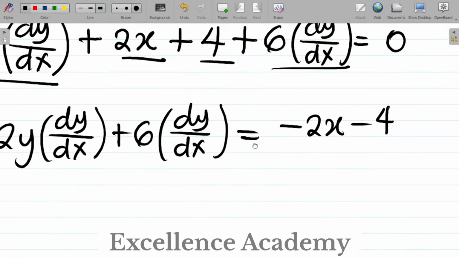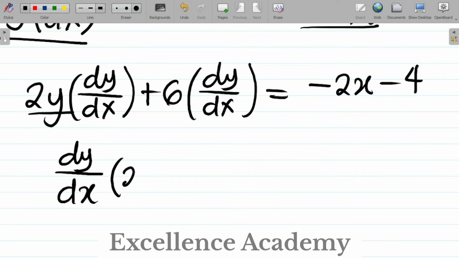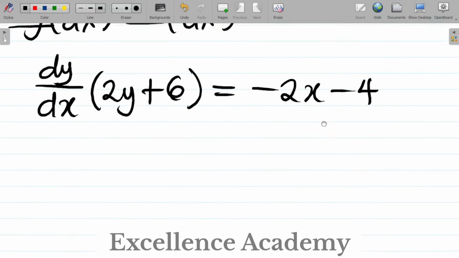So you have this. Next up, let's factorize dy/dx. If I factorize dy/dx, that means if I take dy/dx out, I'm left with 2y plus 6. So 2y plus 6, times dy/dx, is equal to minus 2x minus 4. You have this.